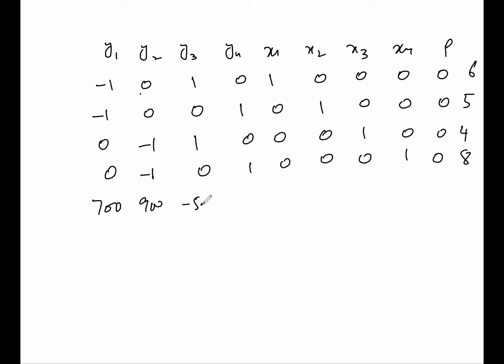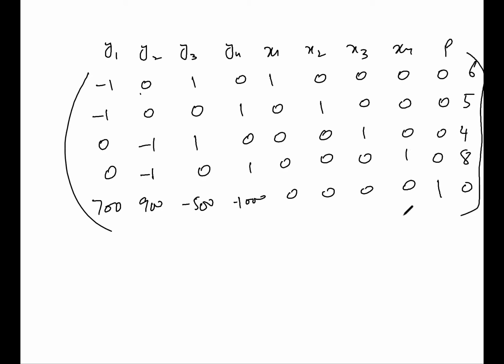900 500 minus 1000 0 0 0 0 1 and 0. So this is the simplex tableau.